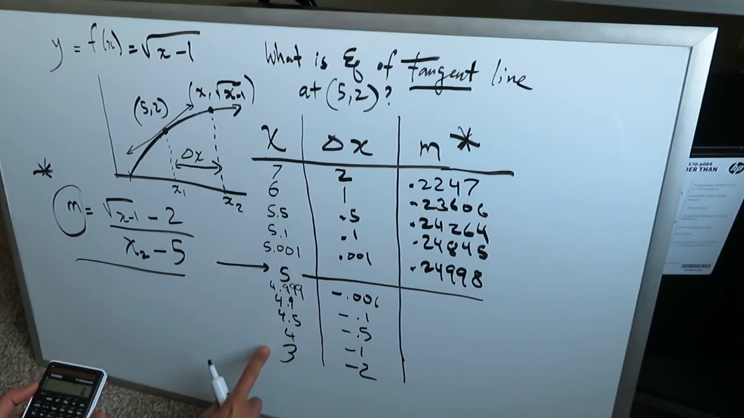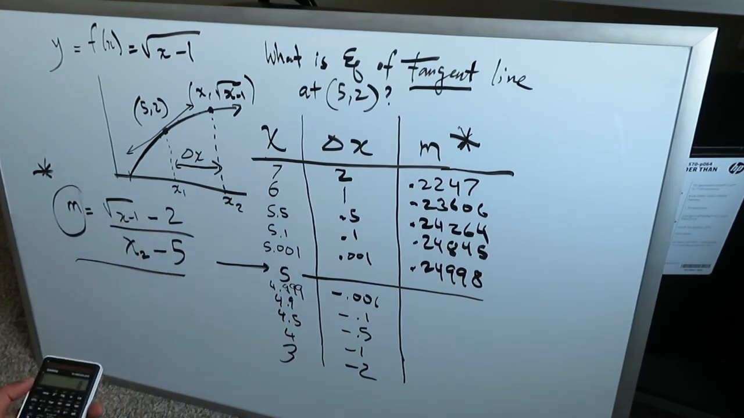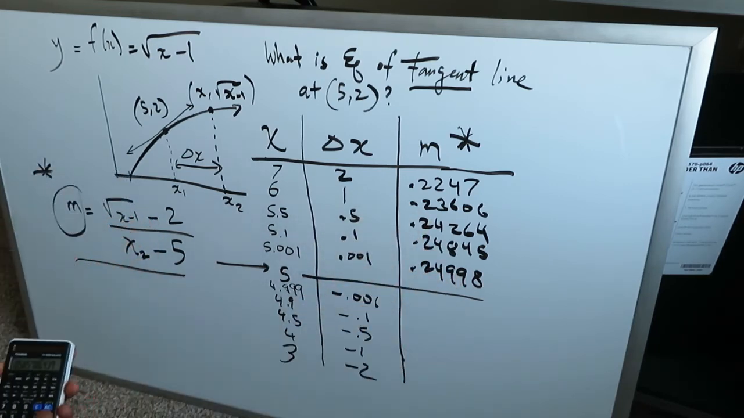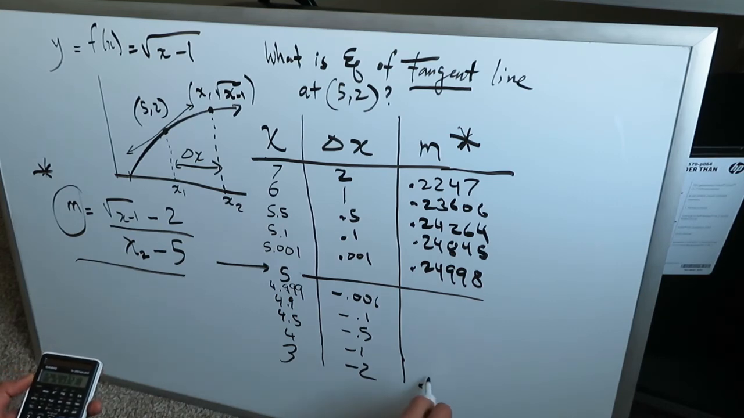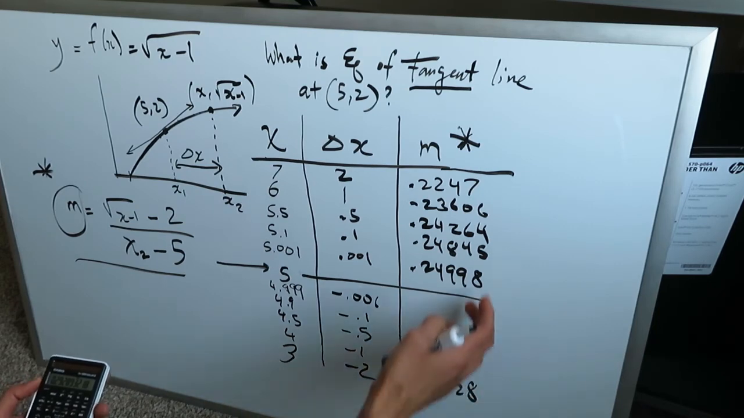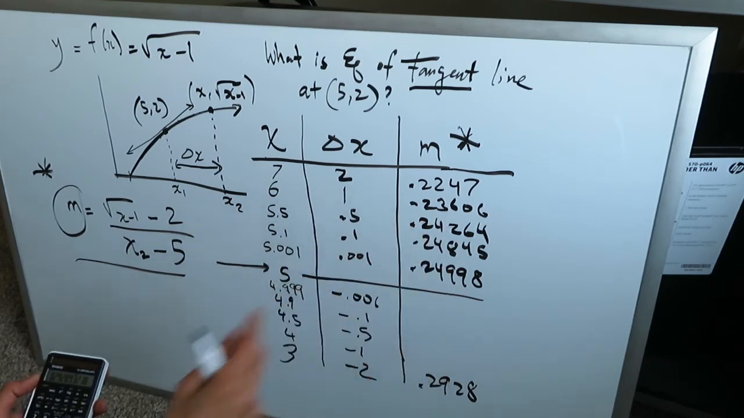Let's use the number 3. We'll put 3 over here as the x value and we'll solve for the slope. We'll do 3 minus 1, we'll square root it, minus 2, and we'll divide it by your change in x, which is a minus. See, I'm getting a minus number here. I'll divide by this minus and we'll get the positive answer. So we'll divide this by minus 2 and here I'm getting 0.2928. Remember, these are all representing the slope of a secant line. We're getting close to our tangent, but we're still on a secant line.